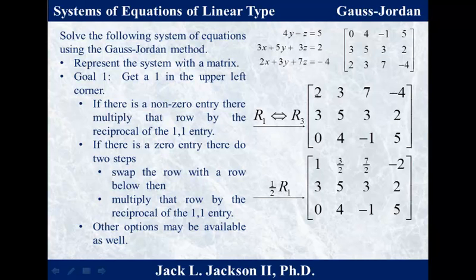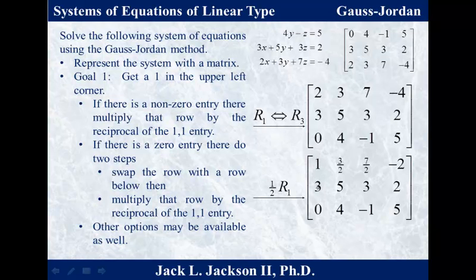So my first goal is to get a 1 in the upper left corner. If it's a 1 already, mission accomplished, go to the next goal. If it's not a 1 already, then if it's a non-zero number, we just multiply by its reciprocal, but then you have to multiply the whole row by the reciprocal, and that's what I did going from here to here. If it's a 0 there, find a non-zero one below it and swap. I have a choice of swapping with either the second or the third row with the first one. And so mission accomplished, we have a 1 in the upper left corner.